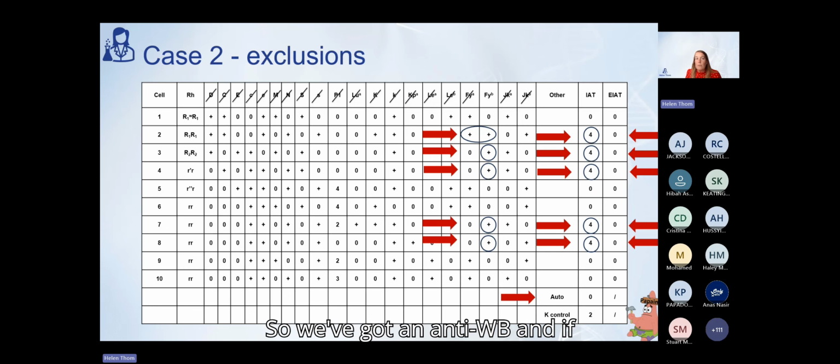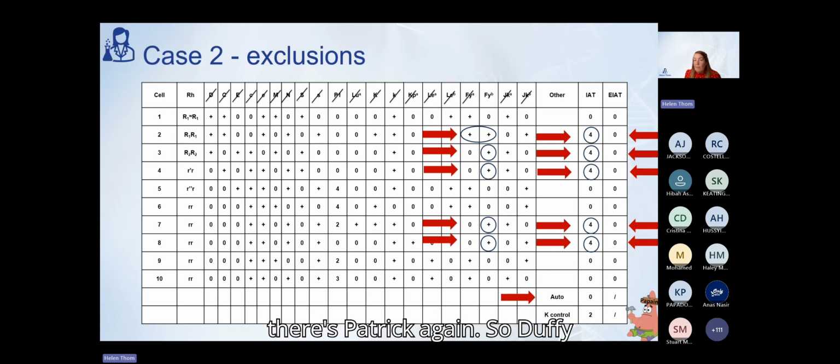So we've got an anti-Duffy B, and if we're looking at exclusions and inclusions here, you can see in this case there are some heterozygote lines on the panel, but you've got a 4+ reaction, so that's a really strong reaction, and it's even 4+ against the heterozygous lines, because sometimes with Duffy you can demonstrate dosage as well, but in this case it's looking like a really strong antibody. So it's a particularly strong example of that.